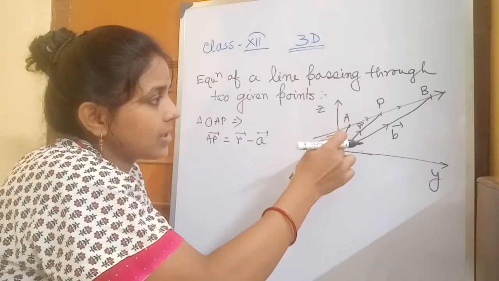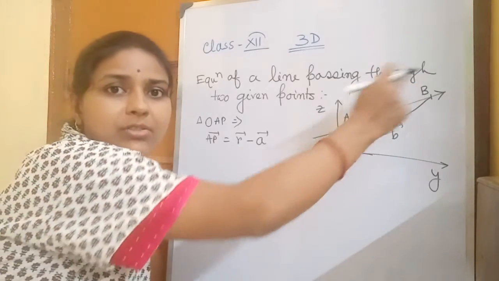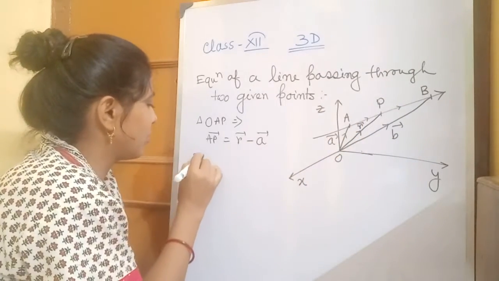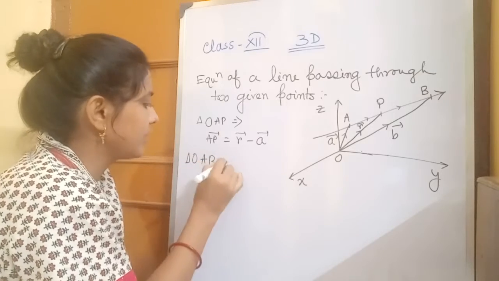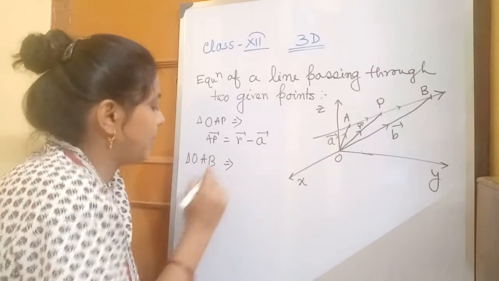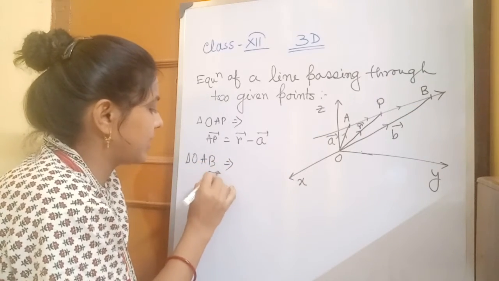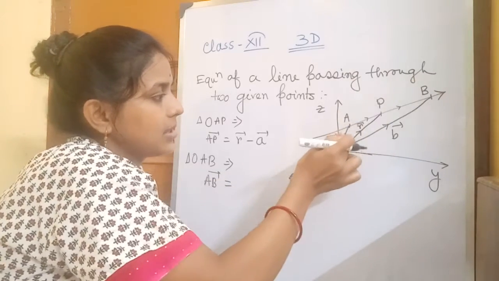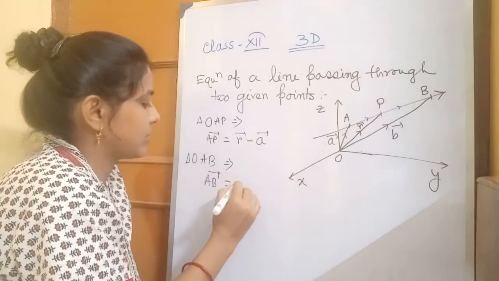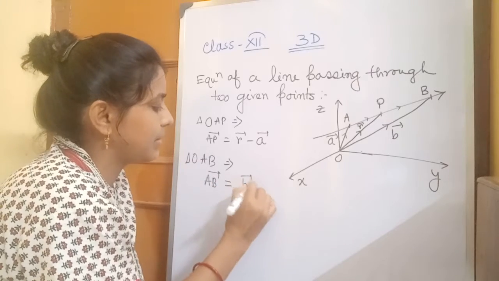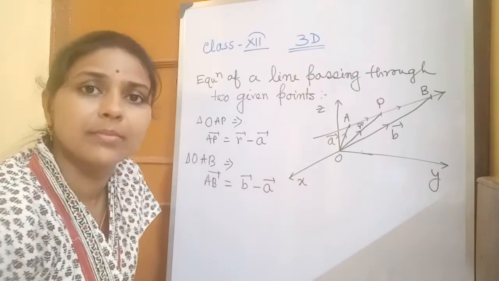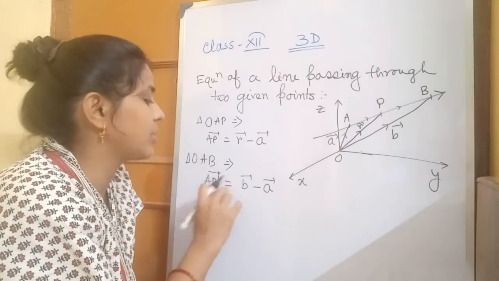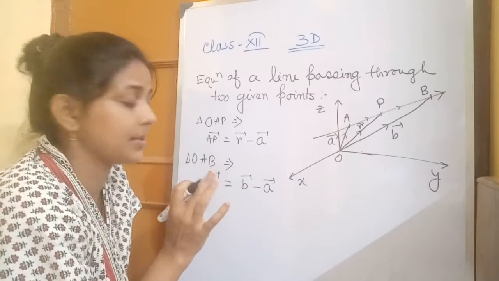Now if we take triangle OAB, the bigger triangle OAB, then we will be getting A vector plus AB vector equals B vector. So AB vector is equal to B minus A vector. Okay, AB vector equals B minus A vector.